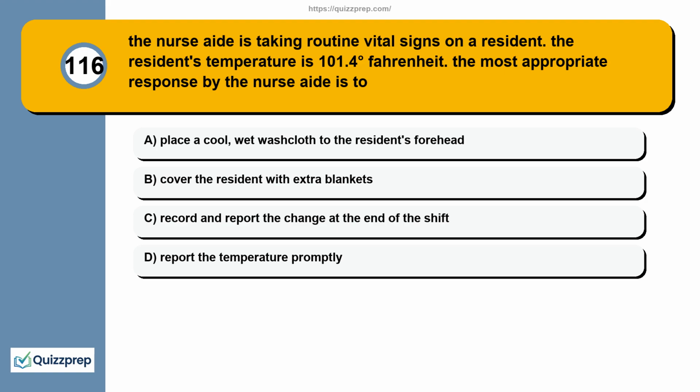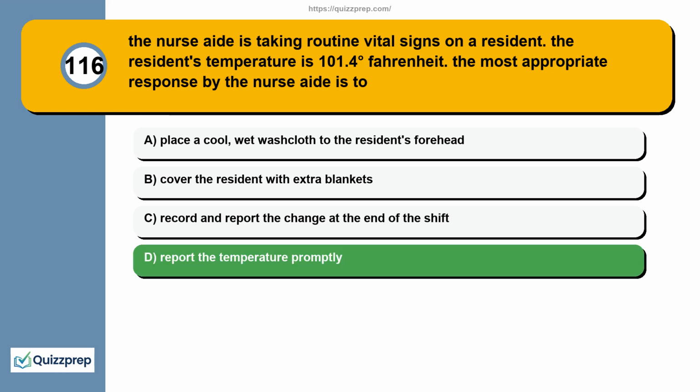Question 116. The nurse aide is taking routine vital signs on a resident. The resident's temperature is 101.4 degrees Fahrenheit. The most appropriate response by the nurse aide is to: Option A, place a cool, wet washcloth to the resident's forehead. Option B, cover the resident with extra blankets. Option C, record and report the change at the end of the shift. Option D, report the temperature promptly. The correct answer is option D, report the temperature promptly.